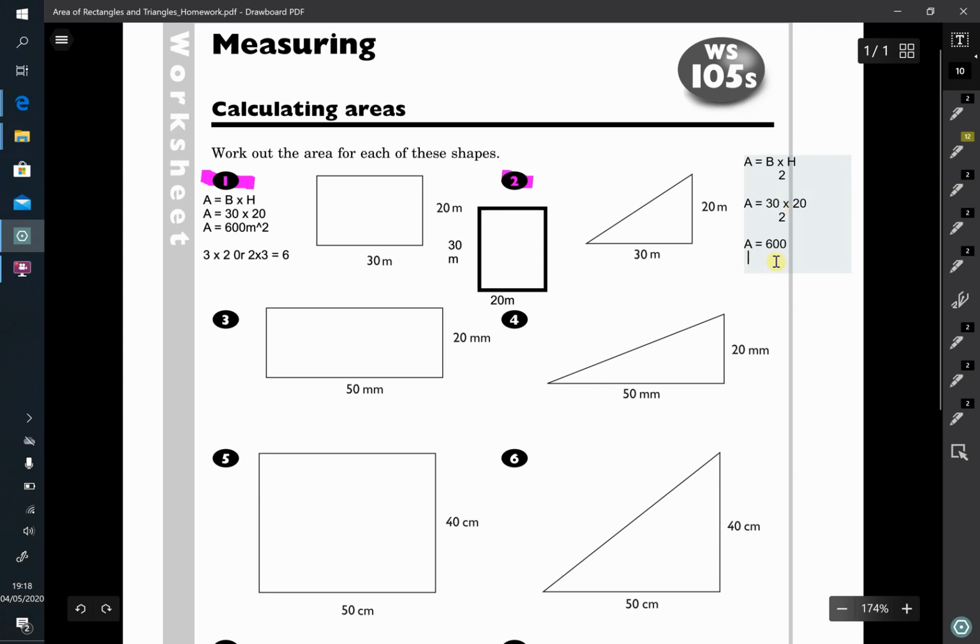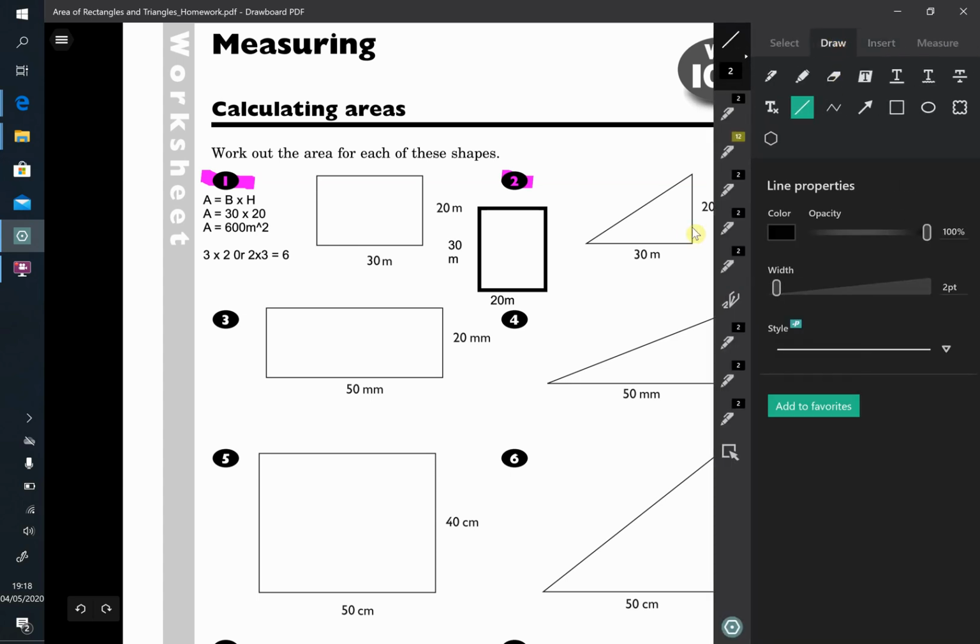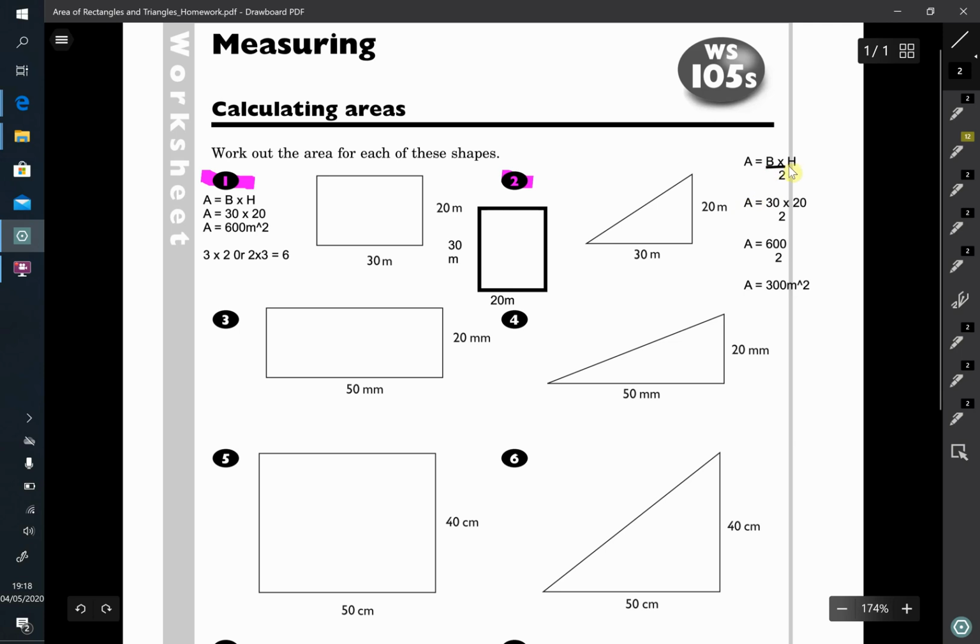Division by 2. How many times does 2 go into 6? 2, 4, 6. And it is 300. Or you can say, what is half of 600? And that is 300 meters to the power of 2. And I have to do the power of 2 this way. So make sure you do your lines, girls. There. And there. Good. And that is a very simple revision of how to find the area of your 2D shapes.